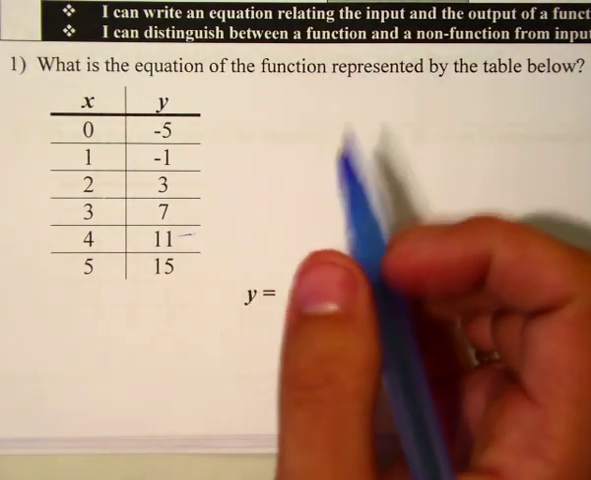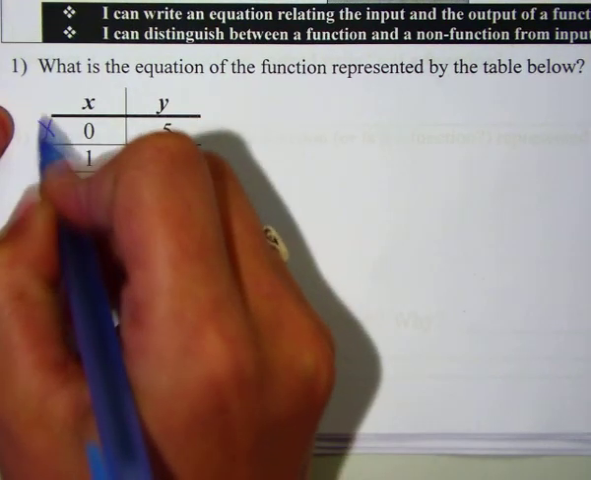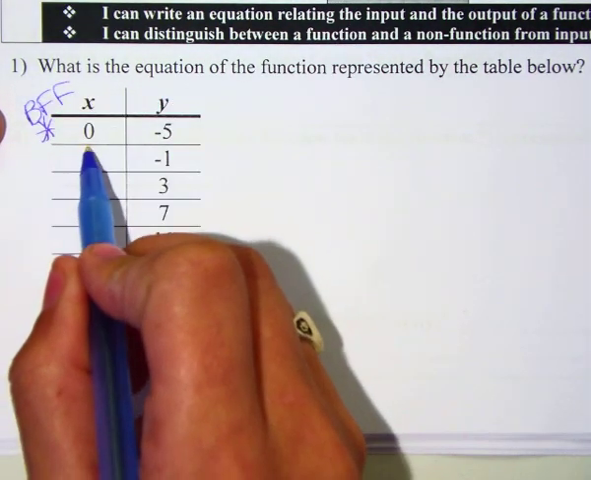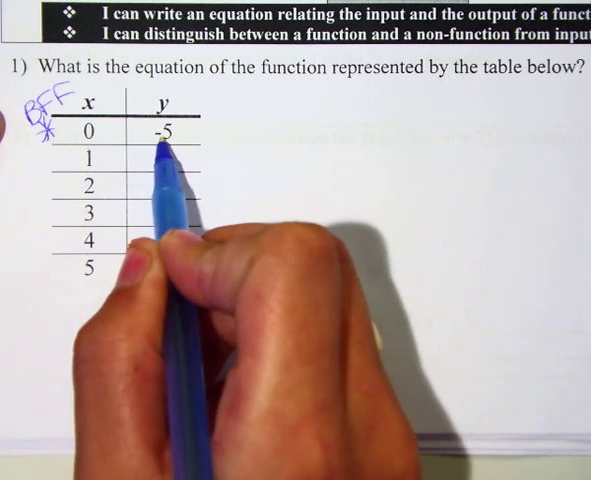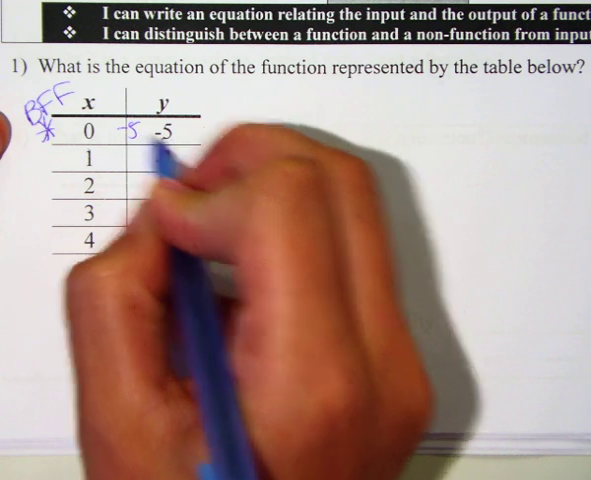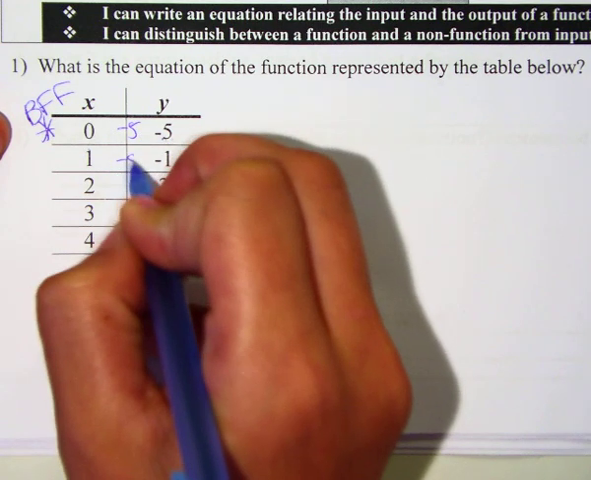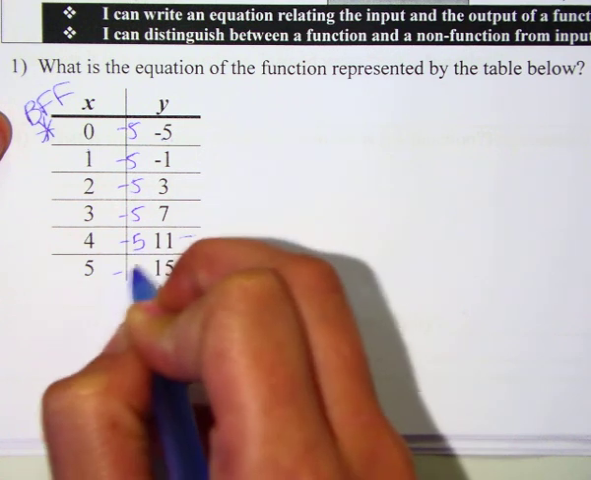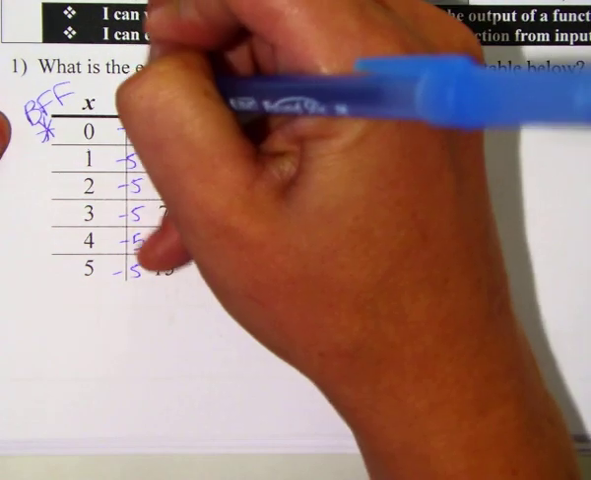So when we write it, the first thing that we always look at, again, is your BFF. We always look at the 0 first because it tells us what's added or subtracted. So we know that 0 minus 5 is negative 5. So I'm going to write minus 5 all the way down. So that's first.